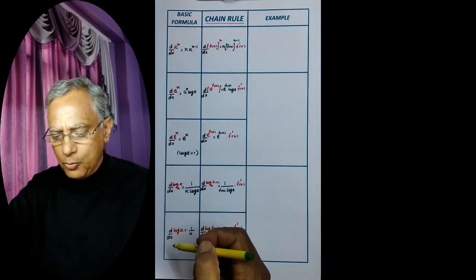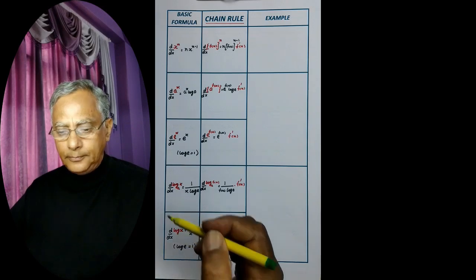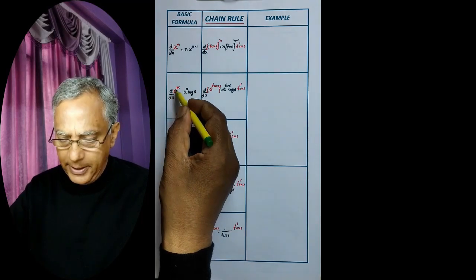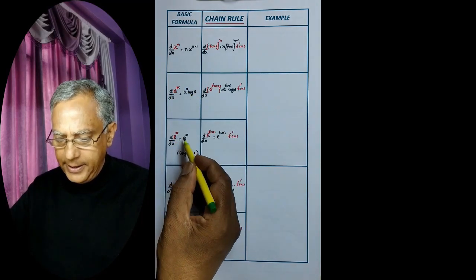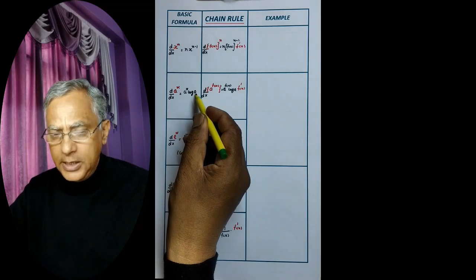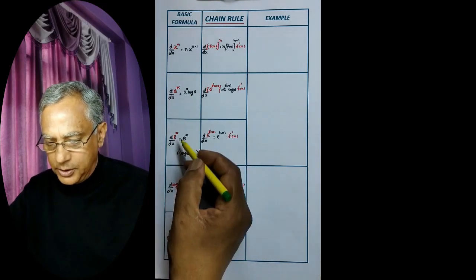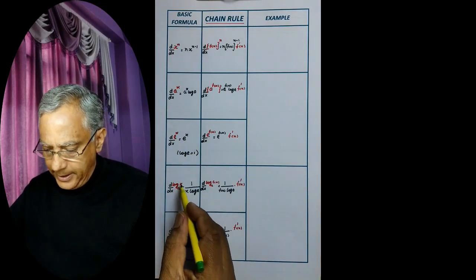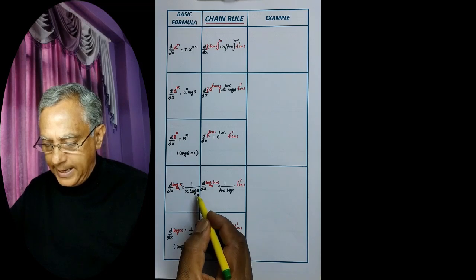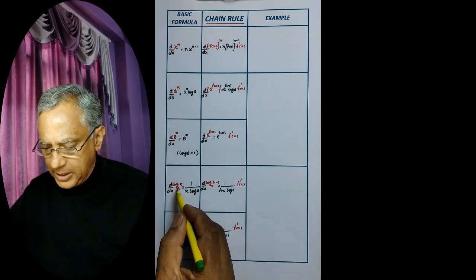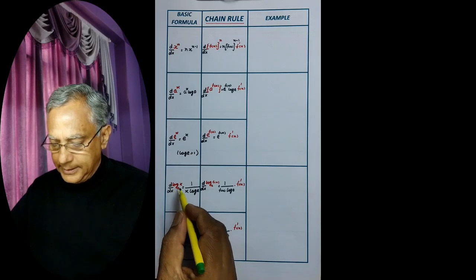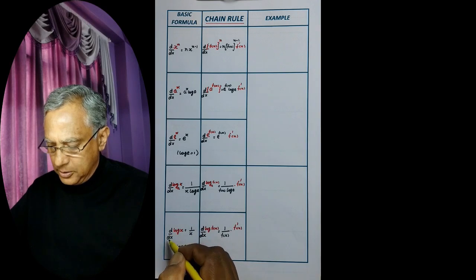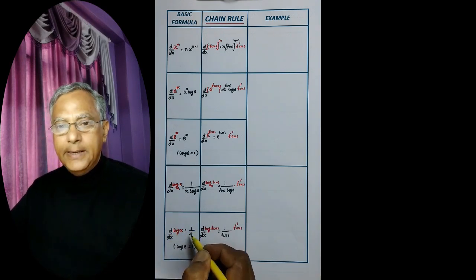We have already studied the formulae in this column. d by dx of x to the power of n is n x to the power of n minus 1. d by dx of a to the power of x is a to the power of x log a. d by dx of e to the power of x is e to the power of x log e. Log e is 1, so this formula changes into d by dx of e to the power of x is e to the power of x. d by dx of log x to the base a is 1 by x log a. Now if instead of a it is e here, then the formula will be 1 by x log e. Log e is 1, so we will have 1 by x. So d by dx of log x is 1 by x.